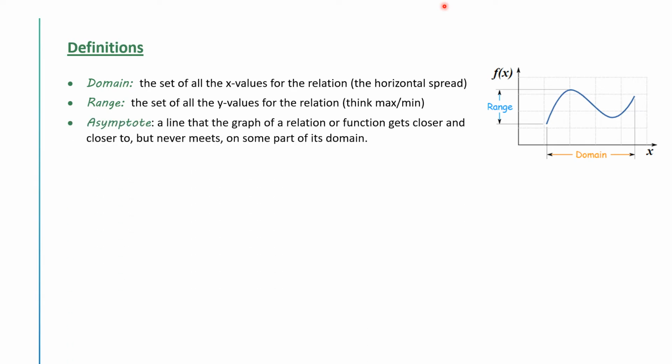And then the asymptote is a newer word from last year. It's a line that a graph of a relation or function gets closer and closer to, but never meets for some part of the domain. At one place or another, it would never meet it.